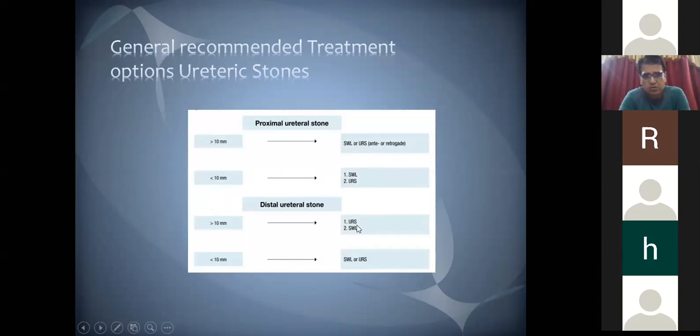In distal stones, URS is the one which should be done in most cases. But if it's a small stone, you can go for both options. Usually, the common procedure which is done is the bread and butter procedure, URS, because it's a single-time procedure. With ESWL, you need multiple sessions.